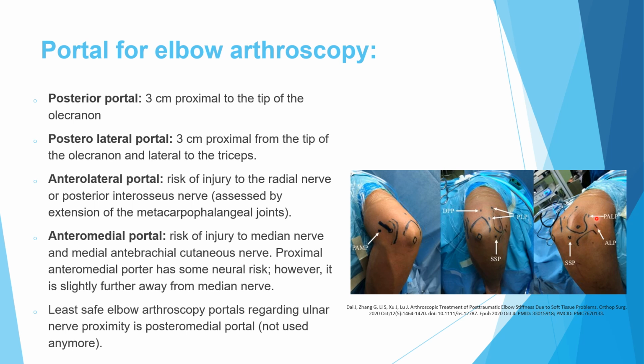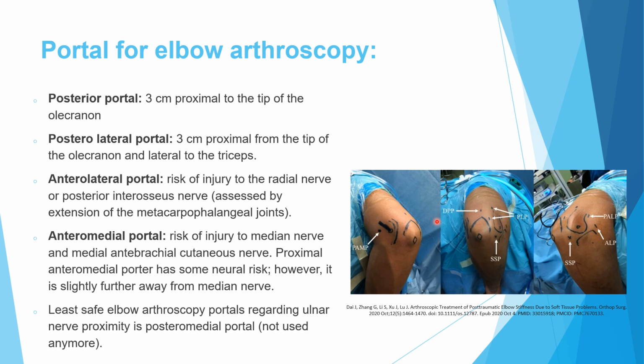The radial nerve and the posterior interosseous are assessed by extension of the metacarpophalangeal joint, not the interphalangeal joint. The interphalangeal joint extension is by the intrinsics of the hand, which are the lumbricals and the interossei. If you want to assess the posterior interosseous, you're assessing the extension of the metacarpophalangeal joint.